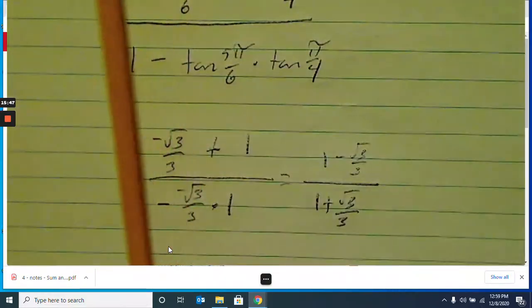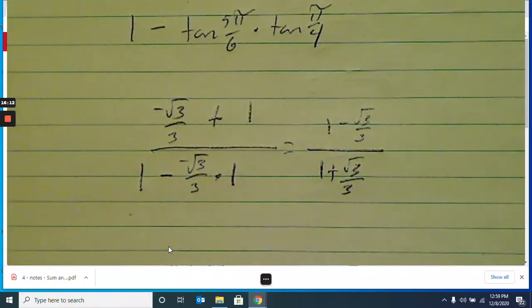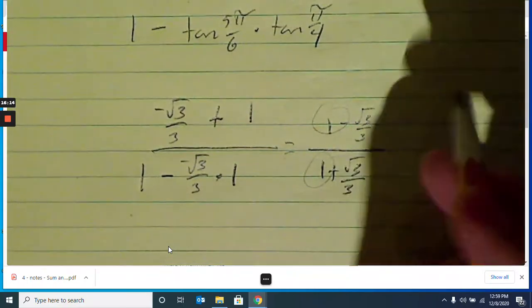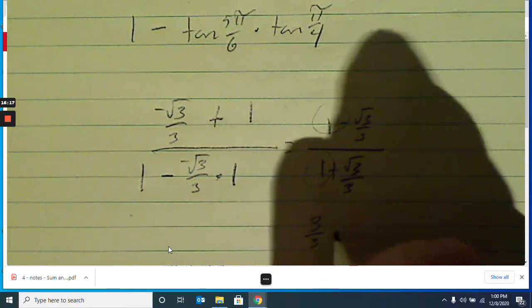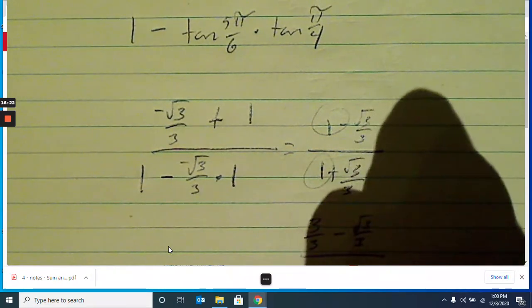Let me check to see how far we want to take this. It looks like we are doing the conjugate. Yeah, we are. I was making sure how we're going to do this. So we're doing a conversion on tangent. So the ones are going to become 3 over 3, so this becomes 3 over 3 minus root 3 over 3 over 3 over 3 plus root 3 over 3.